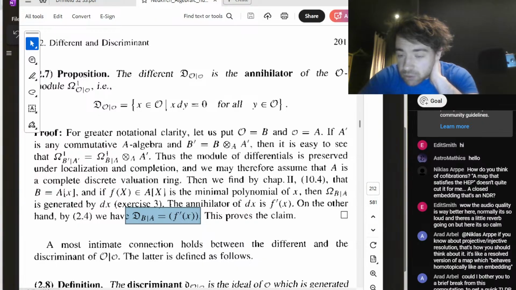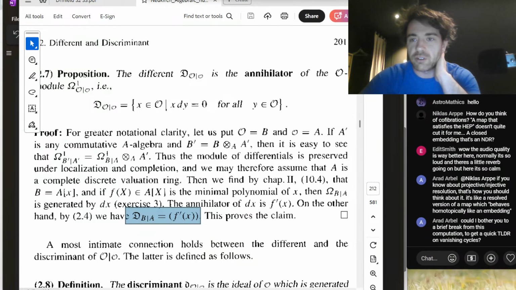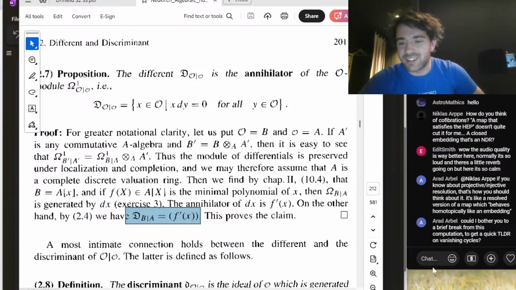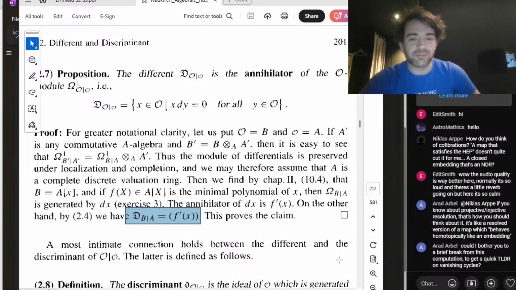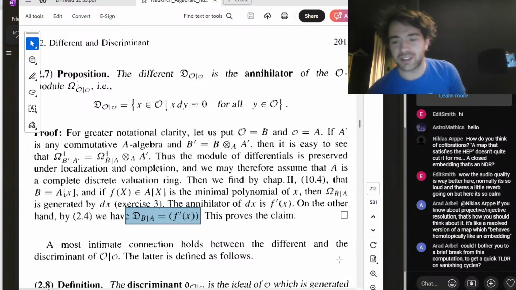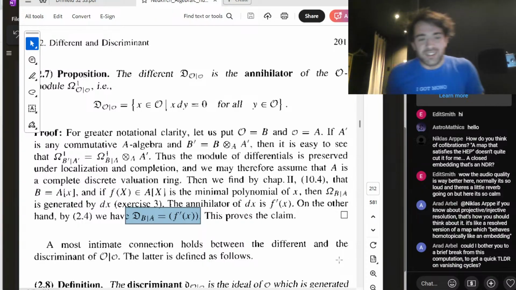Could I bother you to take a break from this computation? Yes, because I'm stuck and confused in this computation, so I'm looking for any excuse to abandon it. TLDR and vanishing cycles. Oh no. Well, then I can't really help you. I can't help you much. Yeah, I can't say a lot about vanishing cycles.